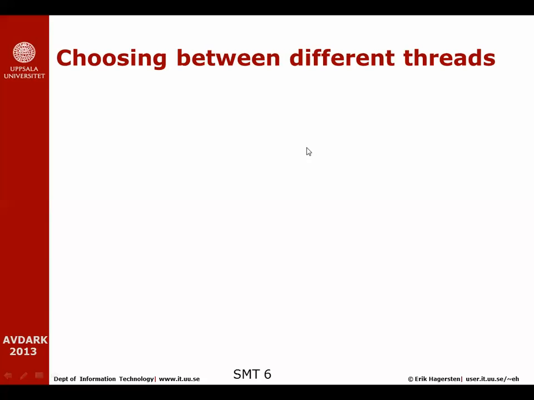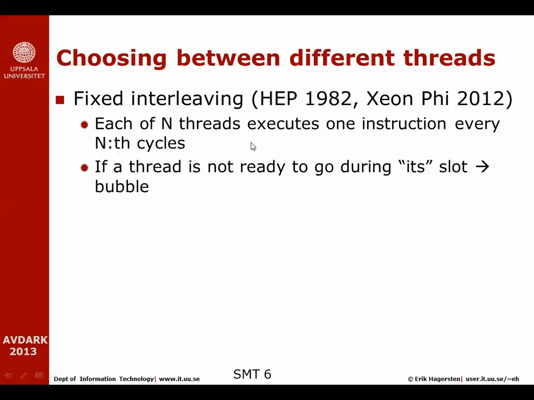Now let's move on and see what kind of choices we can make in that multi-threaded pipeline. So there are two classes of scheduling we can have between the different threads. The first type of scheduling is called fixed interleaving, and that was the first one to be used. There may have been newer architectures than that, but there was an architecture in 1982, the HEP architecture, that I was incredibly excited about. But also one of the more recent architectures, Xeon Phi, released as recently as last year, is one of these fixed interleaving multi-threaded architectures.